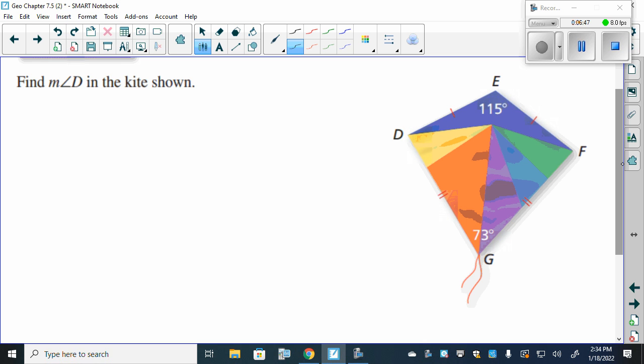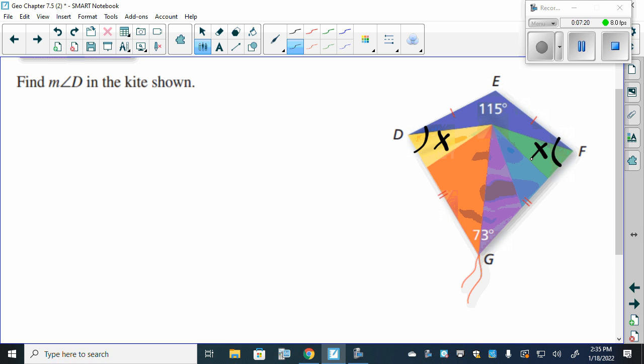So in this one, we want to find the measure of angle D. We can also find the measure of angle F as well. Okay. So D and F would be congruent because they are the angles between the two sets of non-congruent sides. Because the angles between the non-congruent sides are going to be congruent. So that means that angle D and angle F are going to be the same.